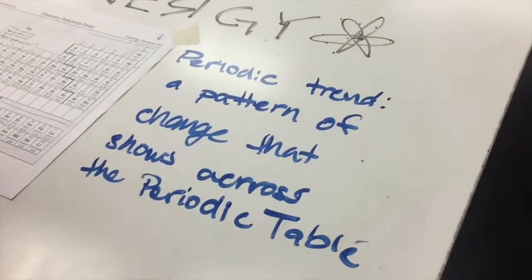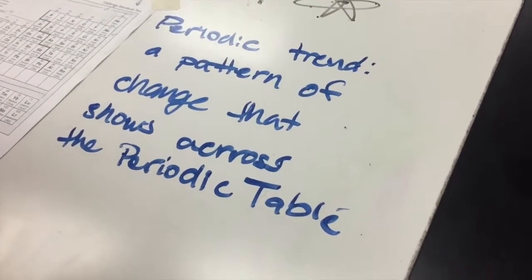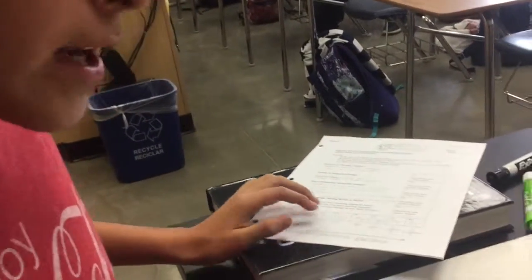Here it is. A periodic trend is a pattern of change that shows across the periodic table. Okay, all right. Well, hope that takes care of that. Moving on. Looking at some of the consistent trends, let's look at ionization energy itself.